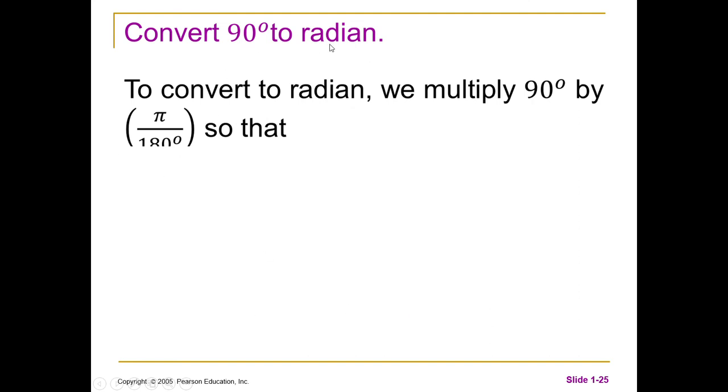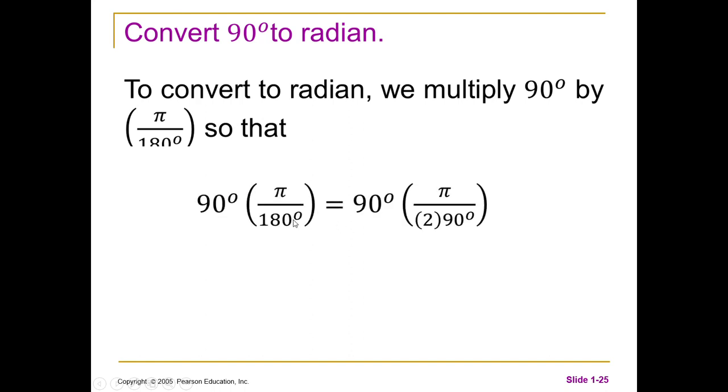Convert 90 degrees to radian. 90 degrees multiplied by pi over 180 degrees. Cancel ang degrees, natira radian. Natira dito is pi over 2 radian, which is your 90 degrees.